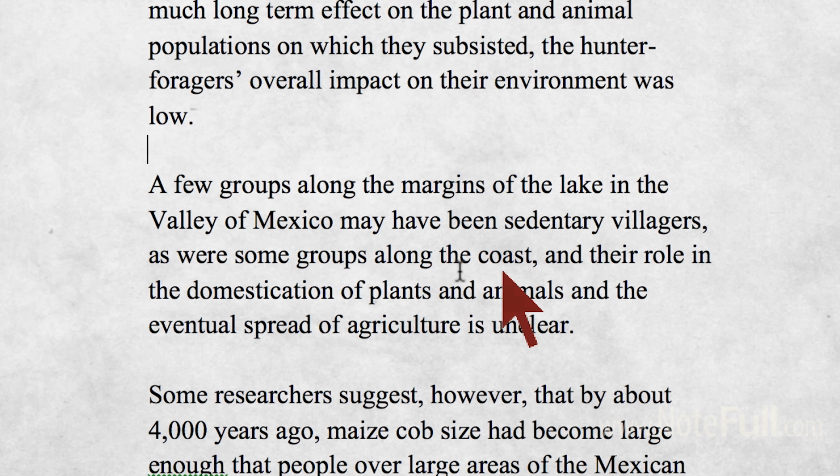And their role in the domestication of plants and animals, you know, the influence they had in this, the role they played, and the eventual spread of agriculture is unclear. So I just have something unclear. This sentence just says the influence they had on this was not clear. Is that a development? No, it's not. Wow, now I'm in the fourth sentence.